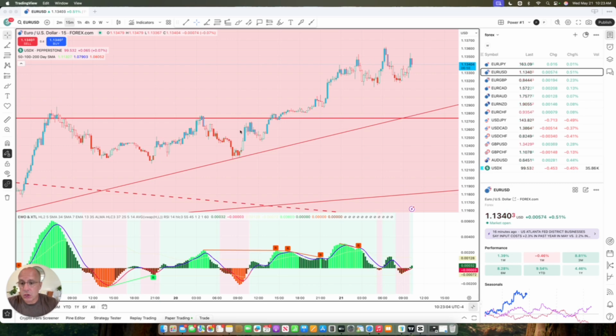If you were in earlier right here, that was a perfect move. From here, stop loss down here. If you were in this consolidation, your stop loss would be down here or here.